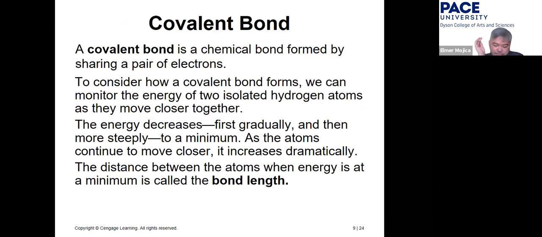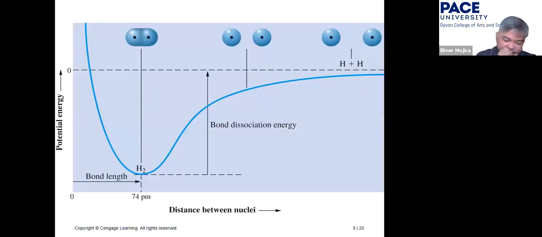Now, we go to the covalent bond. So unlike ionic bond, which is the loss and gain of electrons, covalent bond is some sort of sharing of electrons. To consider how a covalent bond forms, we can monitor the energy of two isolated hydrogen atoms as they move closer. As they move closer, the distance decreases gradually and then more steeply, to a minimum. And as the atoms continue to move closer, the energy increases drastically.